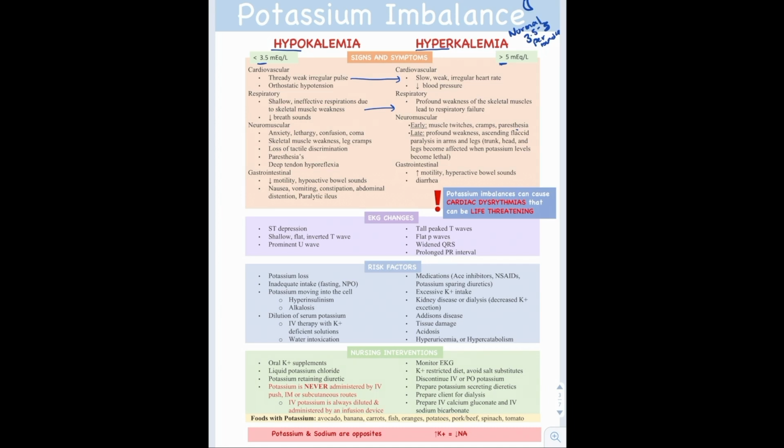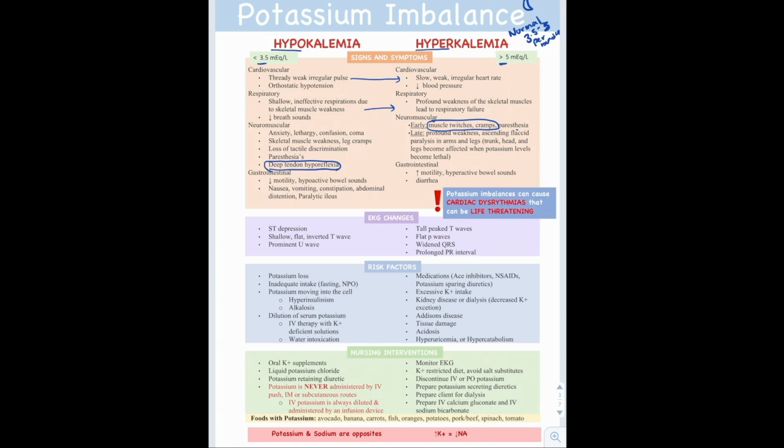The one thing that really sticks out to me is muscle twitches and cramps for early signs of hyperkalemia. So I would definitely memorize that. That's something different. And because it's so specific, the deep tendon hyporeflexia, although that is similar to the muscle weakness and flaccid paralysis, I would also memorize this for hypokalemia. So let's keep moving on.